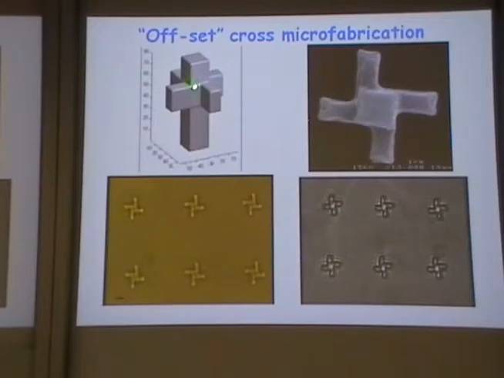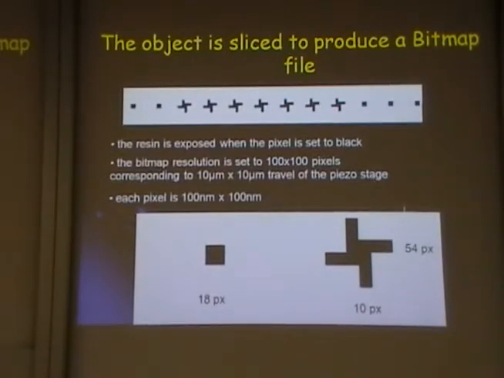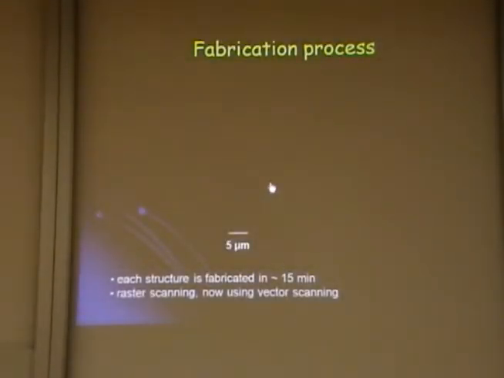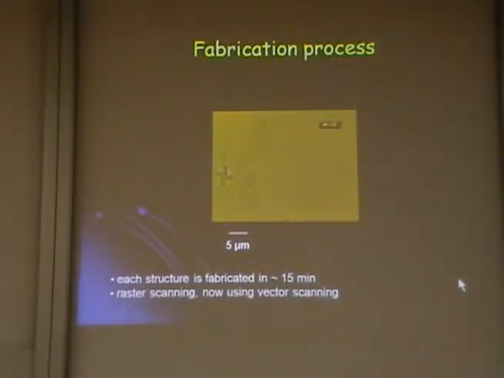So this is my model for the cross. This is how we produce it. This is the scanning electron microscope photo of the cross which we produce. Again, it has a quite long stalk, and the stalk is there for trapping it in the right orientation. And this is how it's produced. Each pixel is 100 by 100 nanometers, and there is the stalk, and there is the rest of the structure. As I showed you already, this is the fabrication process.